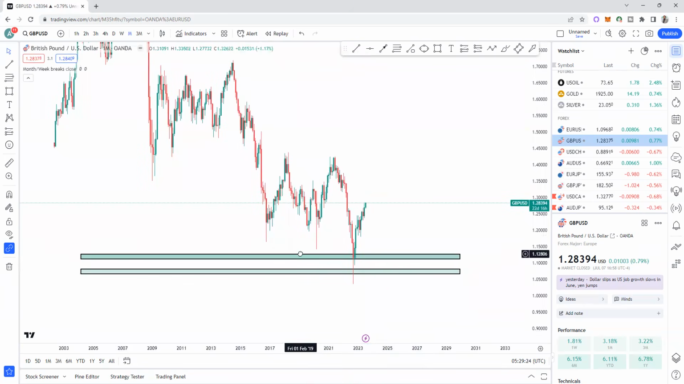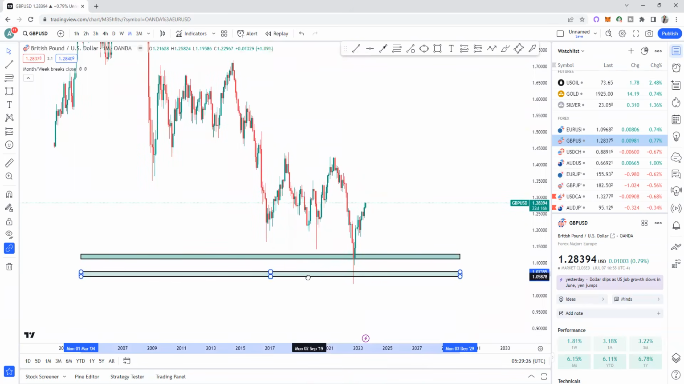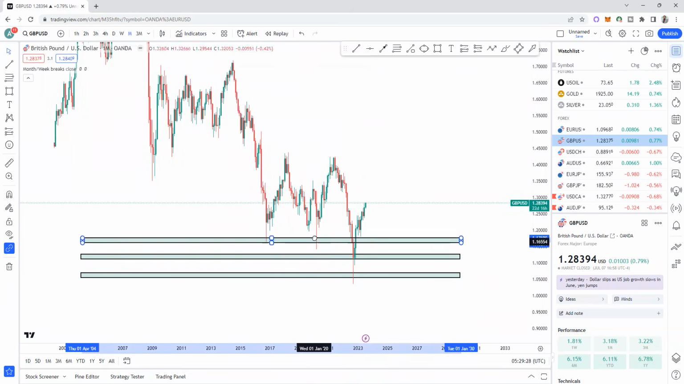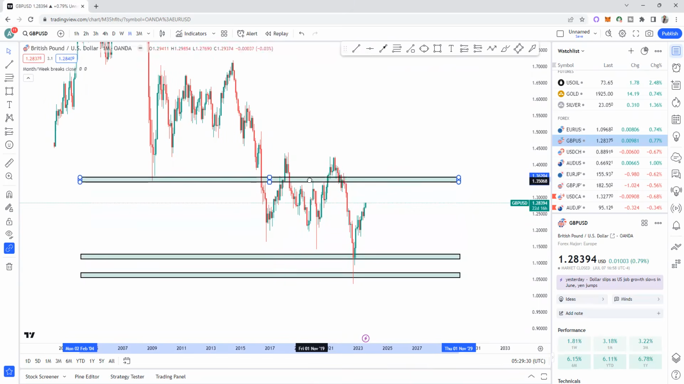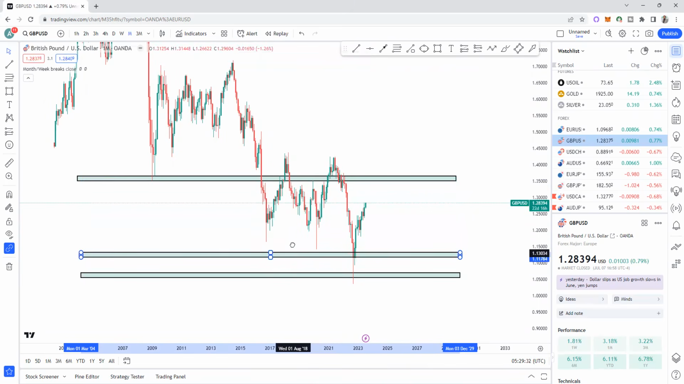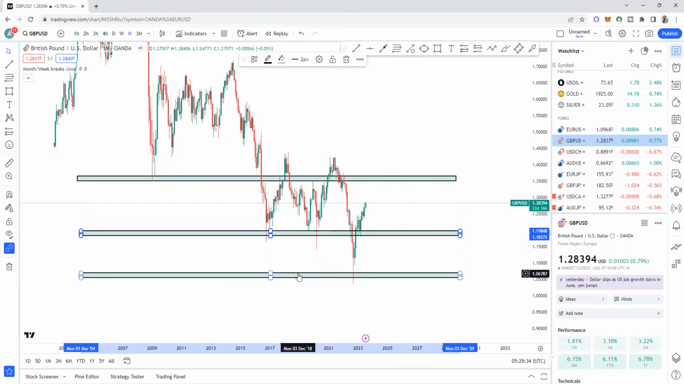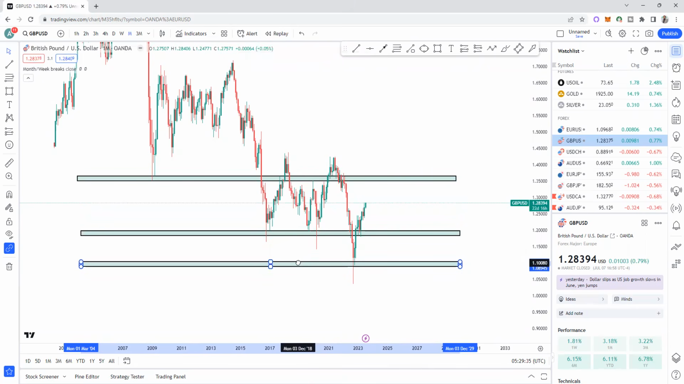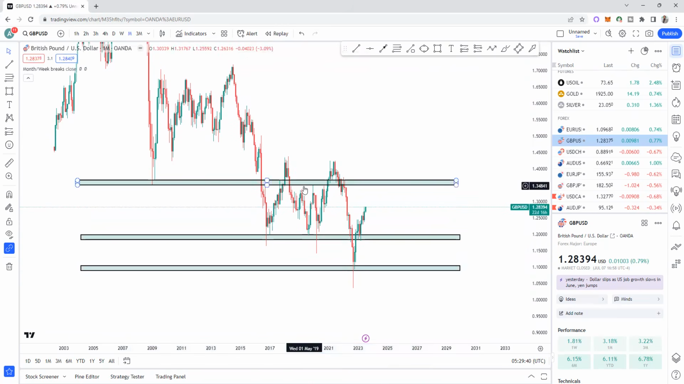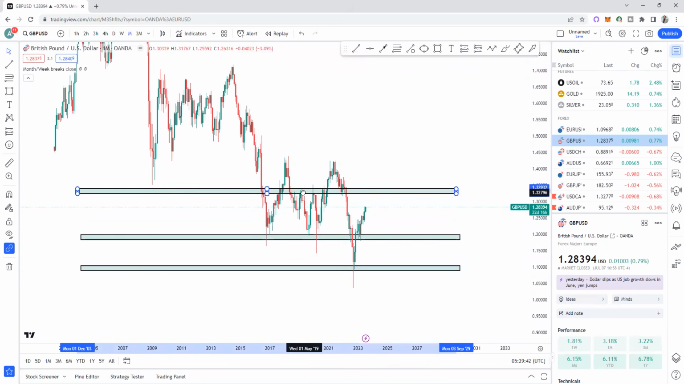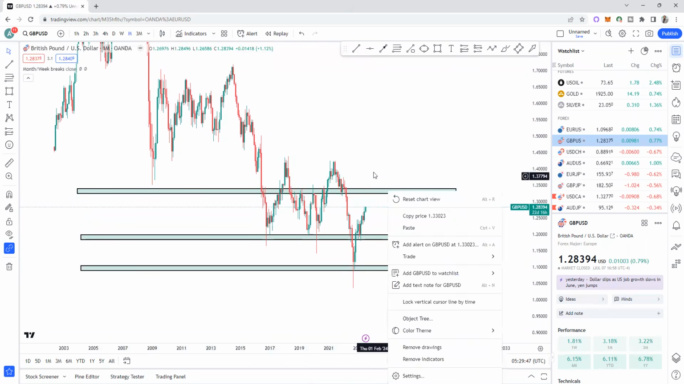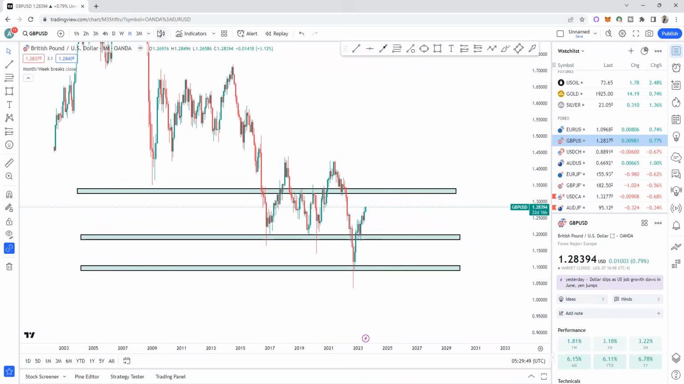As soon as you clone it, you want to move it. Now you start identifying different supports and resistances. This is another support here. This one here is like the one we've identified here. This is another support here, and there's a resistance here. Then you also want to do the same because we still have spaces here.